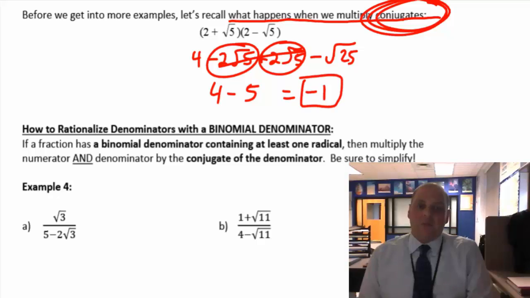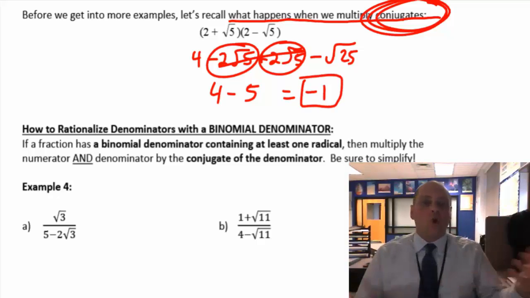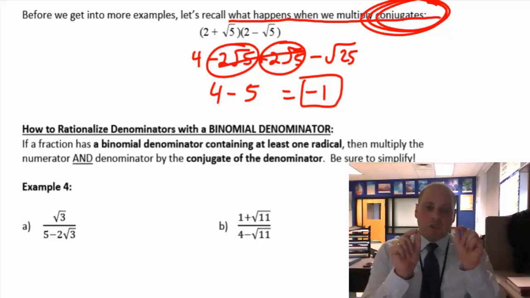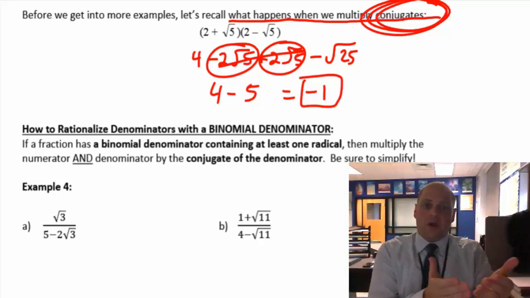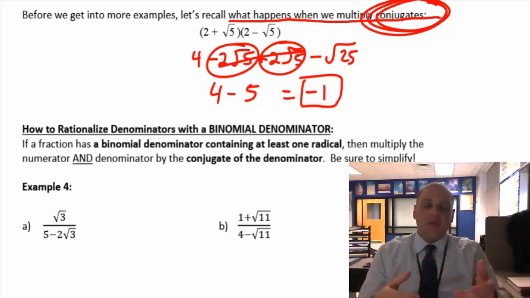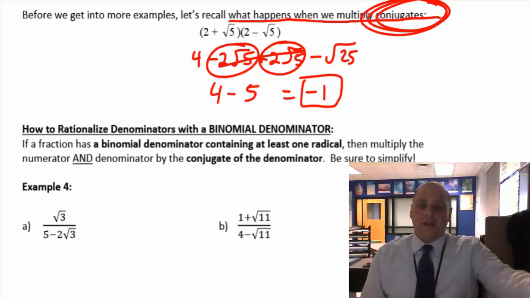So what happens when we multiply by conjugates is we no longer have a radical, because 2 of the radicals became a perfect square and the other 2 reduced to 0. Every time we have conjugates, this is what happens. We talked about this already.